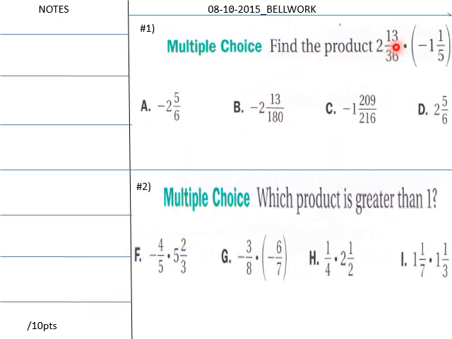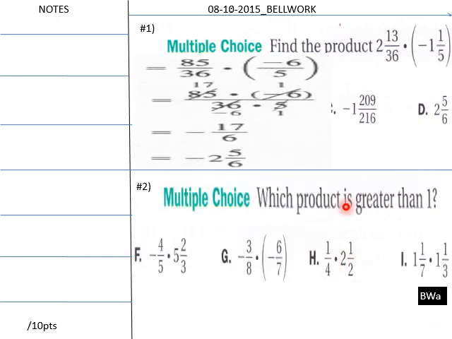Okay, to find the product of 2 and 13/36 times negative 1 and 1/5, which one of these choices will be the best choice for that? So up here, 2 times 36 is 72 plus 13 is 85 over 36. Then negative 1 times 5 is negative 5 plus 1 would be negative 6 over 5.